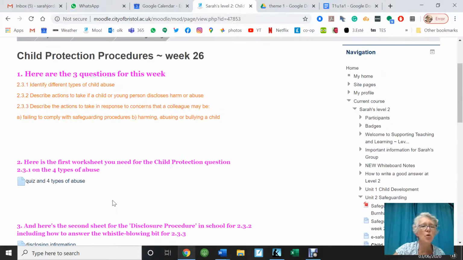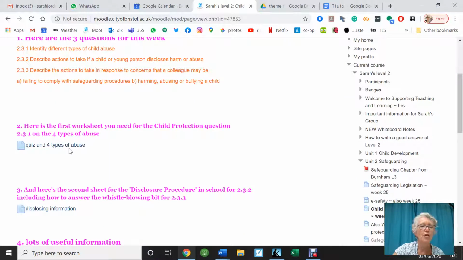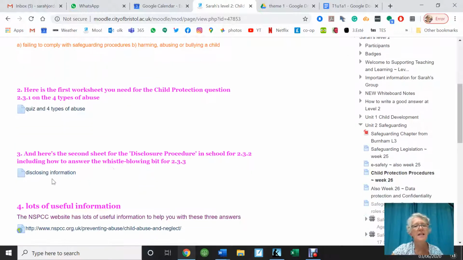Okay, so 2 worksheets for this week, 4 types of abuse and the disclosing information worksheet. Complete both of those and send them to me.